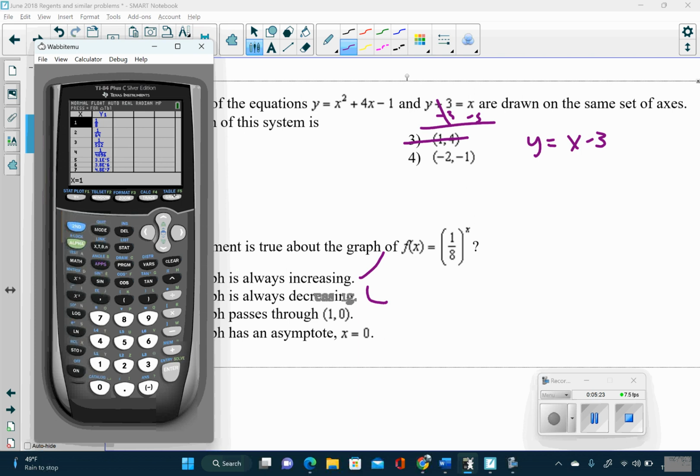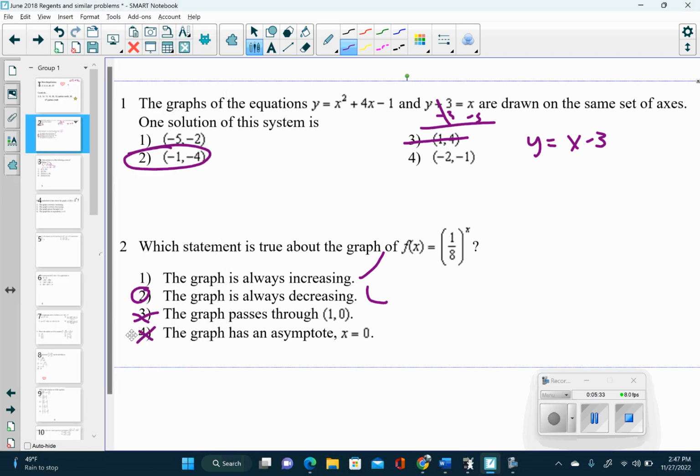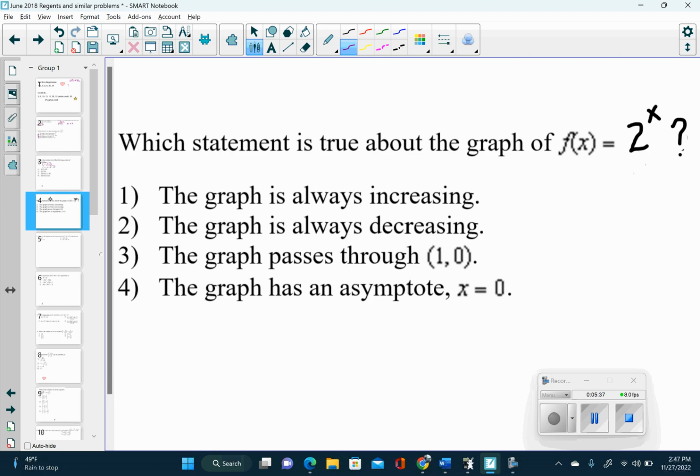We didn't study that really, but asymptote just means like the line that it doesn't cross, which over here is supposed to be y equals 0, right? Y equals 0 is the x-axis. If you didn't get that part, it's okay, no big deal. I want you to go ahead and try this. So which statement is true about the graph of f of x or y equals 2 to the x? Pause the video, try this one, give it a shot.